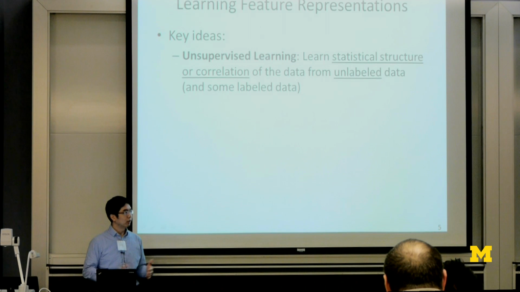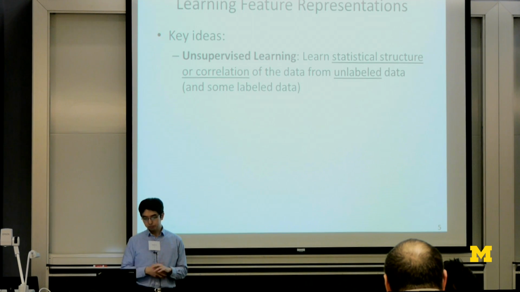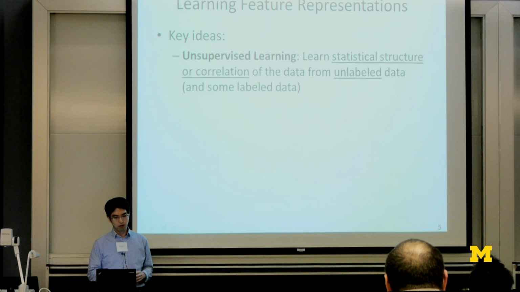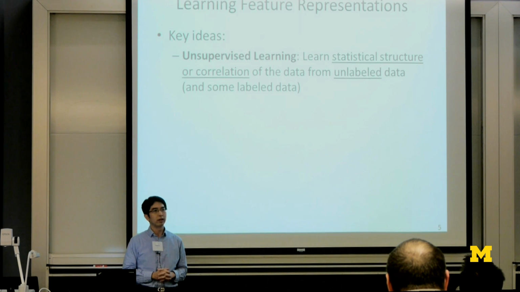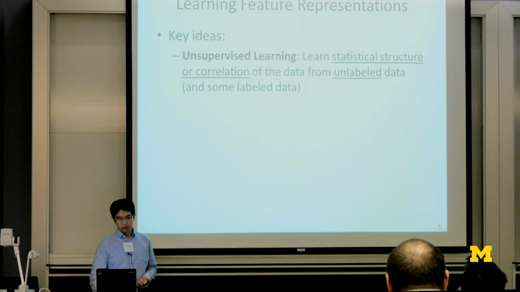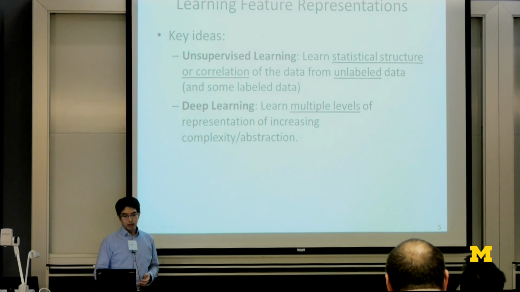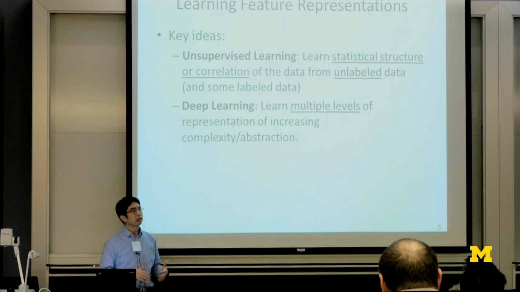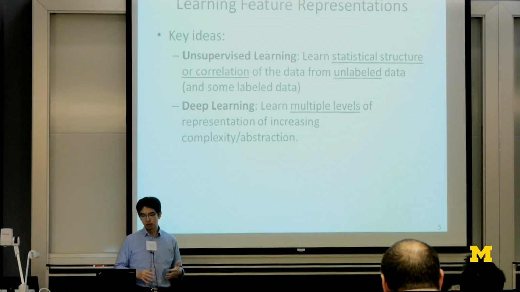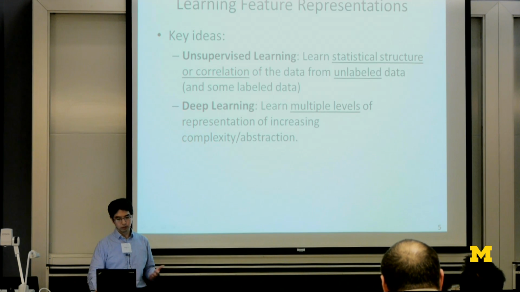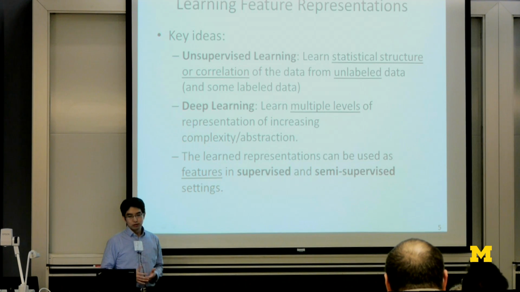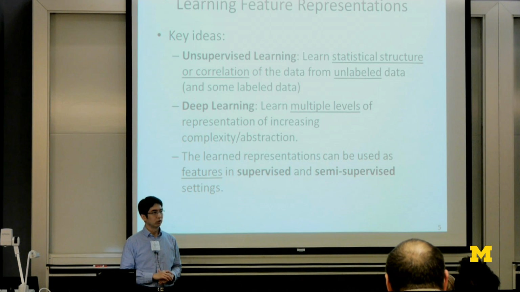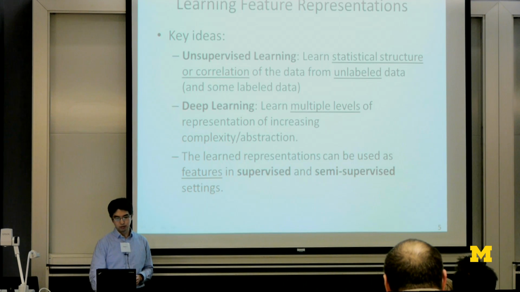Recently, feature learning, or so-called representation learning, has been one of the most emerging fields in machine learning. The main idea here is that we can learn some statistical structure or correlations even from unlabeled data, and possibly with some labeled data. As another key idea, we can learn abstraction, so we can learn multiple levels of abstraction to find more high-level concepts or features. Also, these algorithms can be combined with supervision, so we can do supervised or semi-supervised learning.